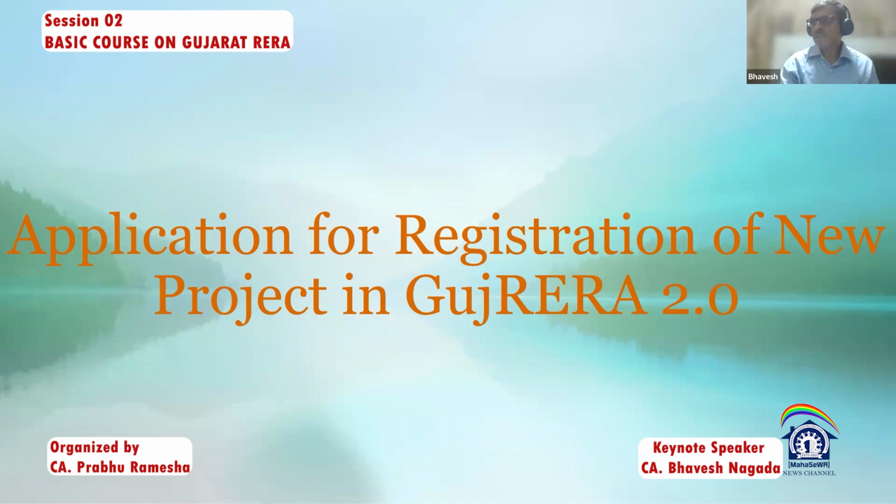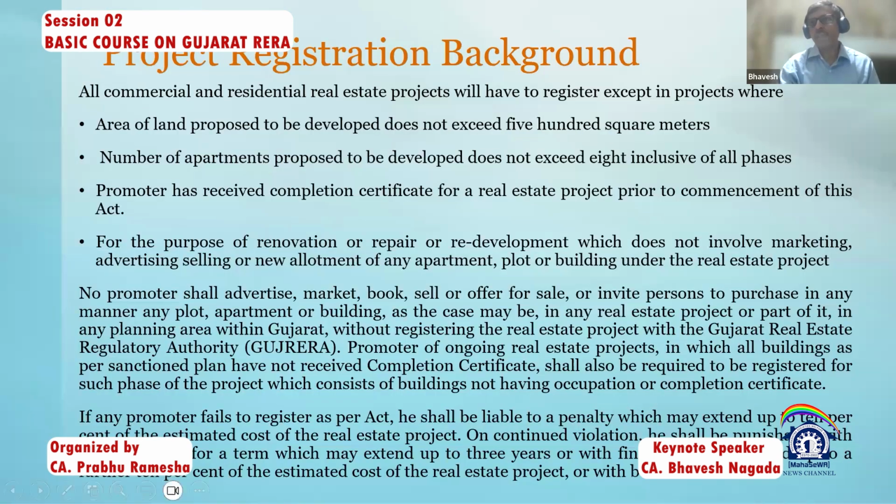So going forward, now that the user ID has been created, and I hope that all the user IDs have been created, only then can we go for an application for a new project. Now, why does the application need to be done? If the project land size is less than 500 square meters, no application needs to be done. If the project development does not exceed 8 units across all phases, no application needs to be done. If the promoter has received the completion certificate, no application has to be done. And most of them know the rest of it.